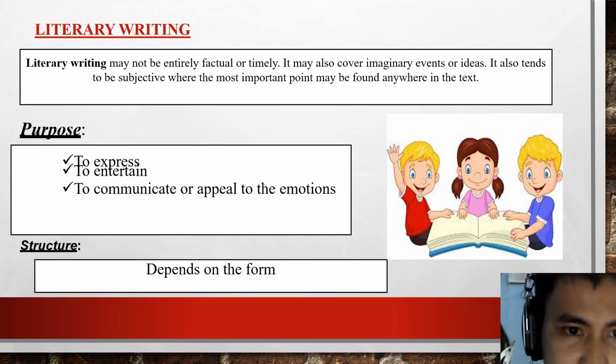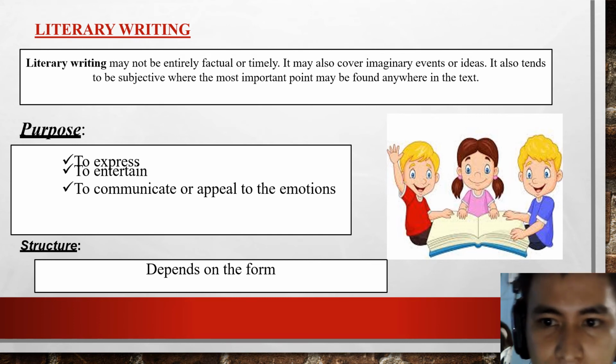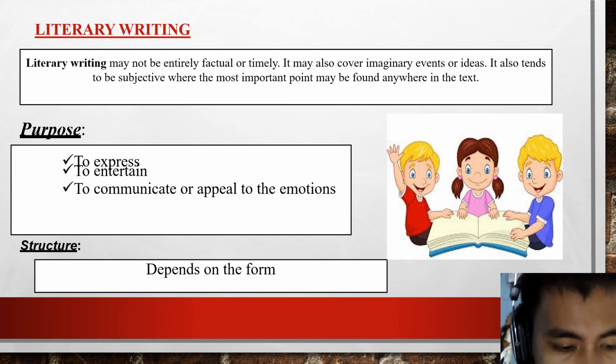Okay, so literary writing. Literary writing may not be entirely factual or timely. It may also cover imaginary events or ideas. It also tends to be subjective, where the most important point can be found anywhere in the text, or it is defined as creating new creative work, such as poems or novels, and compilations or volumes of creative work. Composing a novel is an example of literary writing.